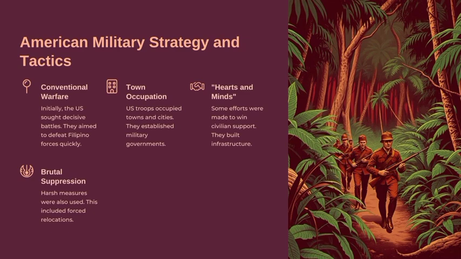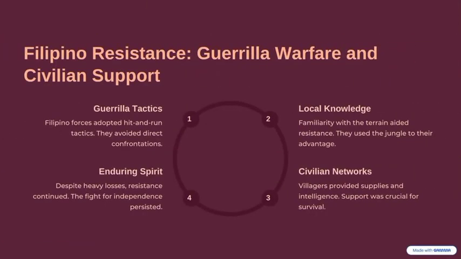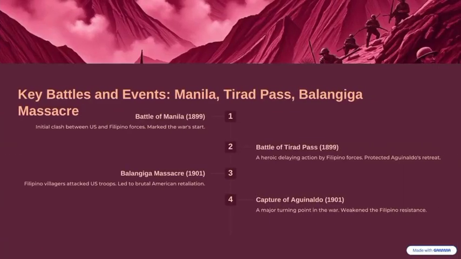This included forced relocation. Filipino resistance: guerrilla warfare and civilian support. Filipino forces adopted hit-and-run guerrilla tactics. Local knowledge and familiarity with the terrain aided their tactics. They avoided direct confrontations and used the jungle to their advantage. Villages provided supplies, and intelligence support was crucial for survival. Despite heavy losses, resistance continued. The fight for independence persisted.